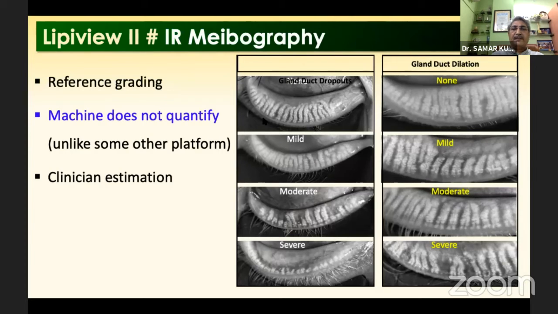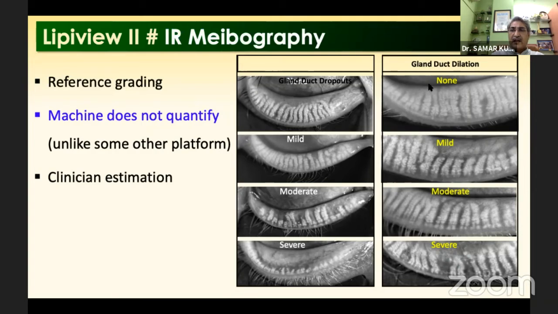If you see, the top one is beautiful, there is no gland dropout, and you see these beautiful glands. Then you can call it normal, then it is mild. If there are certain areas of dropout, this is mild dropout, then moderate dropout. Here many glands are missing. Then severe dropout, you can see only the meibomian gland just near the meibomian duct opening.